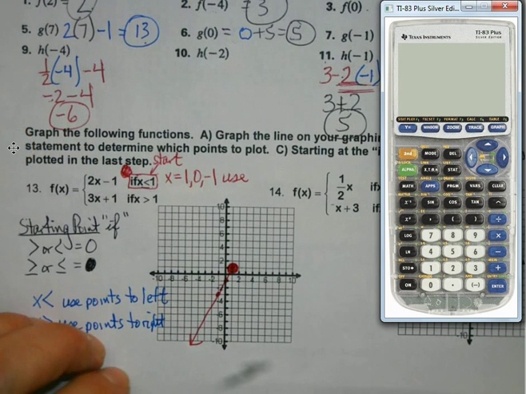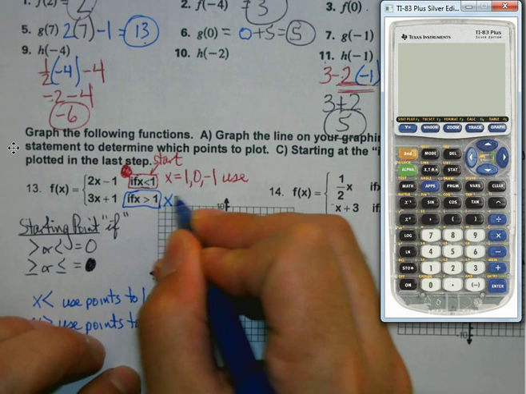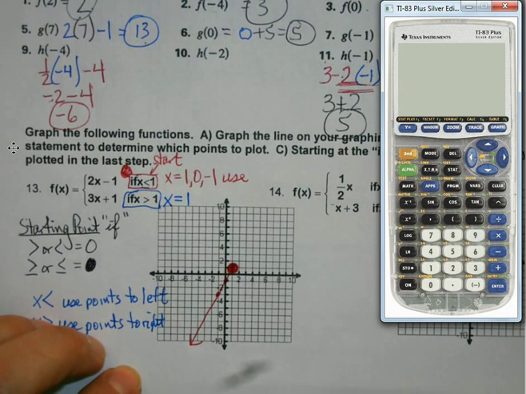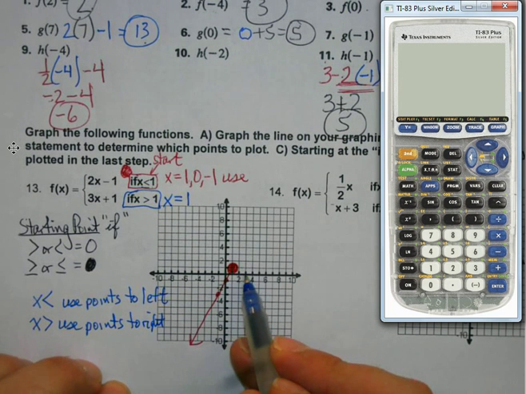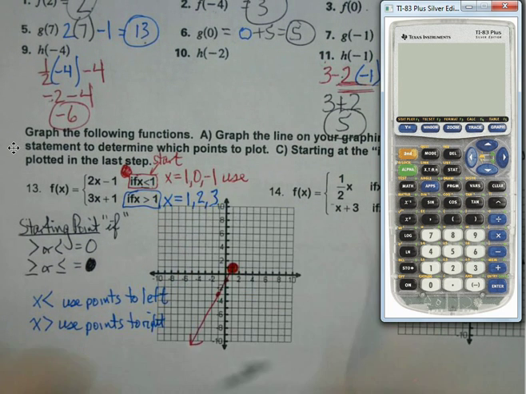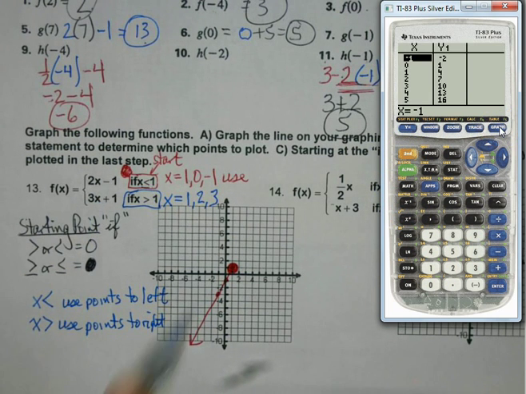So on the second one, here's my if statement. This will always tell me where I'm starting. So I'm starting at 1. And then since it's greater than, I'm going to use a couple numbers to the right of that. So I'm going to use 1, 2, and 3. So we got to graph the second one. We're going to clear this out, put my new one in. Second graph, because I want to use the chart, and I'm going to plot these points.